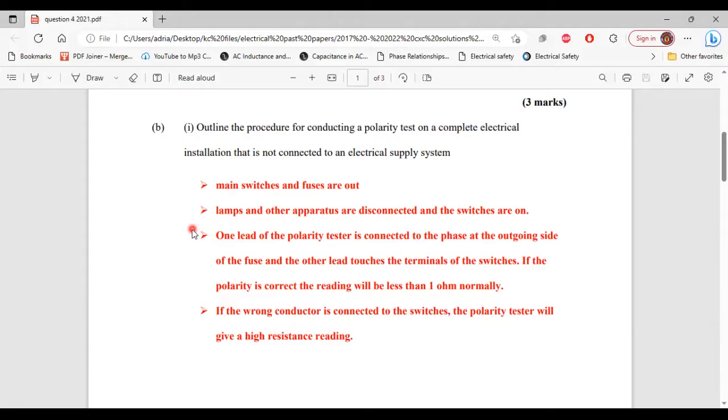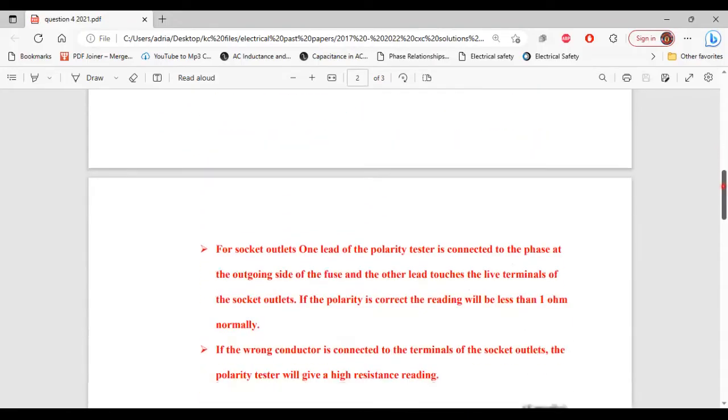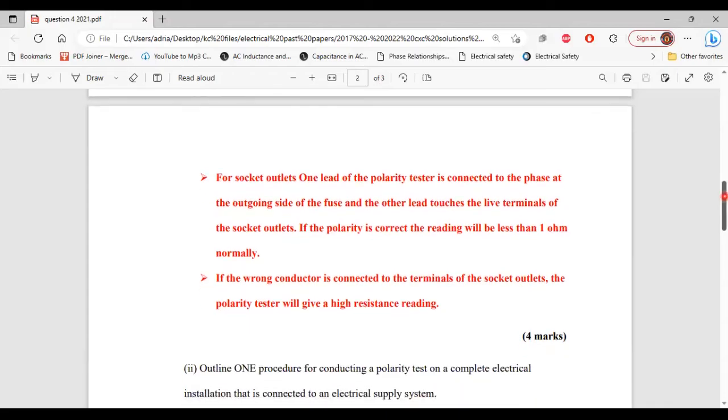If the polarity is correct, the reading will be less than 1 ohm normally. If the wrong conductor is connected to the switches, the polarity tester will give a high resistance reading. Alright, so that's the procedure for testing the polarity for the switches. Now, for the socket outlet.